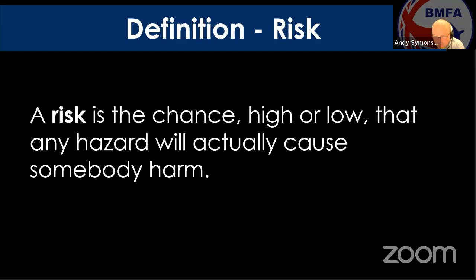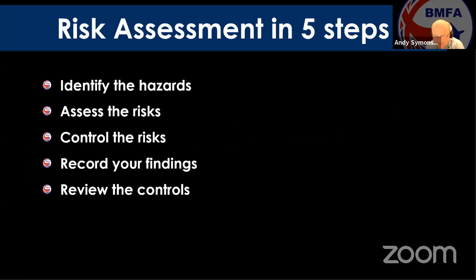And then the risk assessment itself, as I mentioned earlier, is a 5-step process. So step 1, we identify the hazards. Step 2 is assessing the risk. And then we control the risks, record our findings, and then we review the controls we've got in place. And that's it, that's your risk assessment done. But obviously, for the sake of this presentation, we'll go into a little bit more detail.